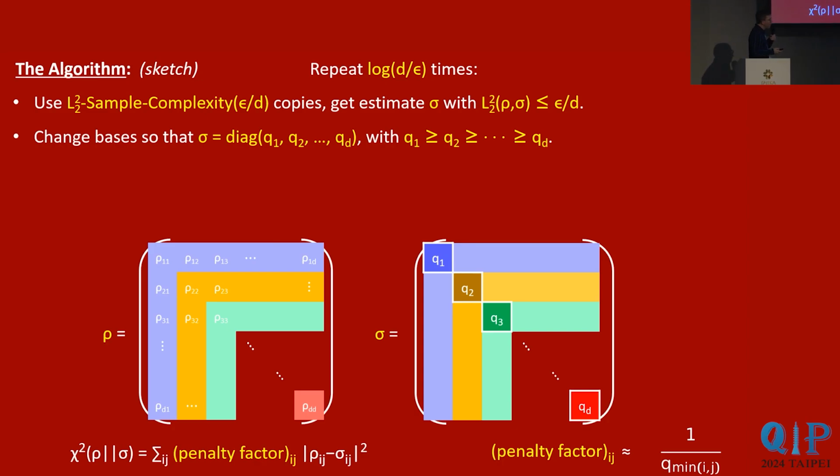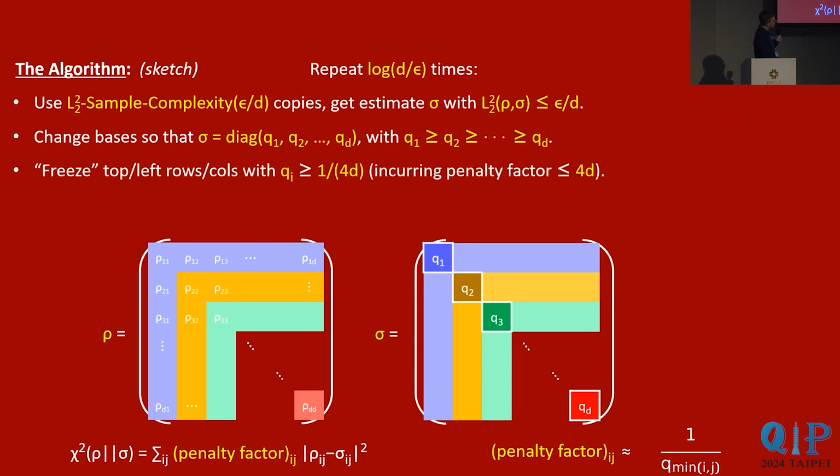So the next step of the algorithm is just to take a look at the diagonal entries in sigma and see how big or small they are. In particular, if the first top left entry q1 is pretty big, like 0.1, then this penalty factor, which is the reciprocal of it, is 10. And a factor of 10 is not really a big deal to us because the L2 squared error is already very small. It's like epsilon over d.